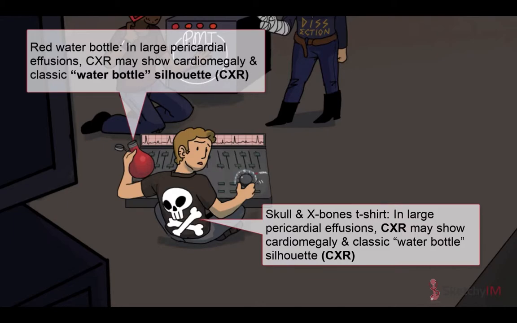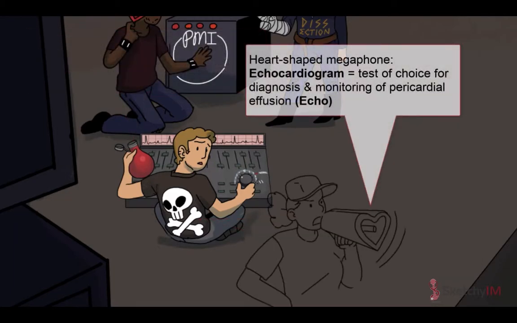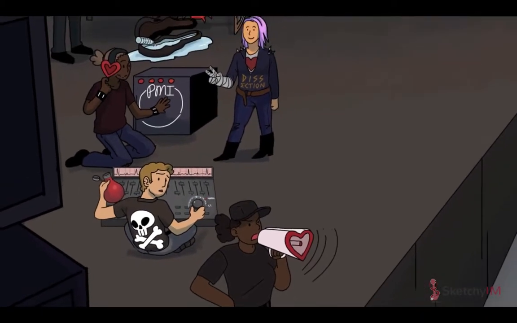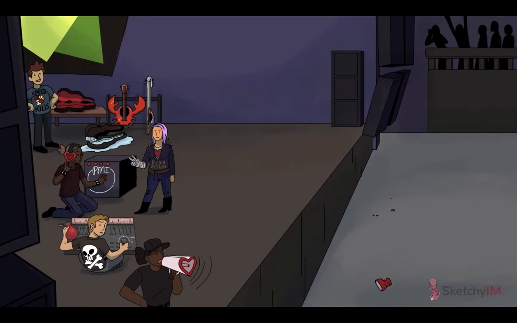All of those findings are nice and good, but if you're looking for a pericardial effusion, there's really only one tool to use: a transthoracic echocardiogram, represented by our recurring sketchy symbol, the heart-shaped megaphone, is the test of choice for diagnosing a pericardial effusion. Not only does it reveal the effusion itself, the echo can also evaluate whether the pericardial effusion is affecting cardiac function. Let's sum up the clinical presentation of a pericardial effusion in a sample assessment statement.